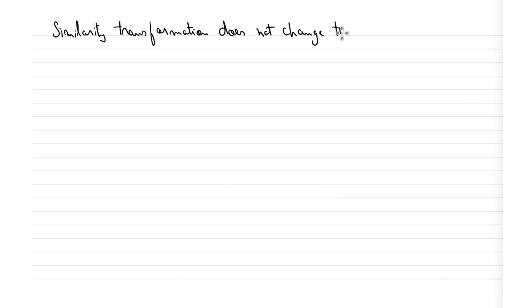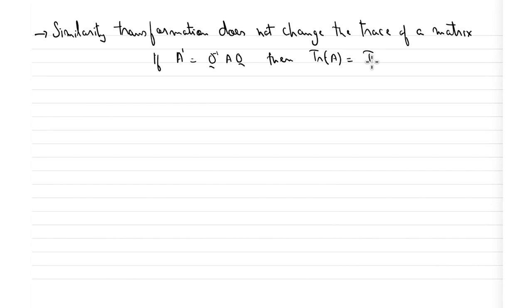Now let us move ahead and try to show that similarity transformation does not change the trace of a matrix. Okay, so this is what we want to prove. So that means what we want to prove is that if A prime is equal to Q inverse AQ, then, I'm just writing the same statement mathematically, trace of A should be equal to trace of A prime.